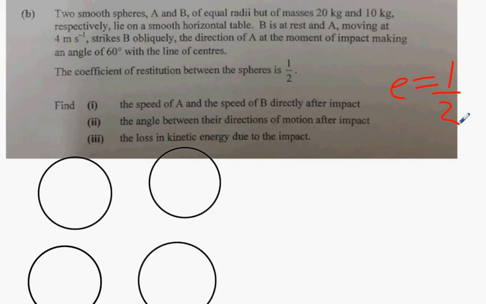Now, two identical smooth spheres. 20, 10. Going this direction at 4, at 60 degrees. 4 cos 60 is 2, and 2 root 3. Okay, and the second one is at rest.